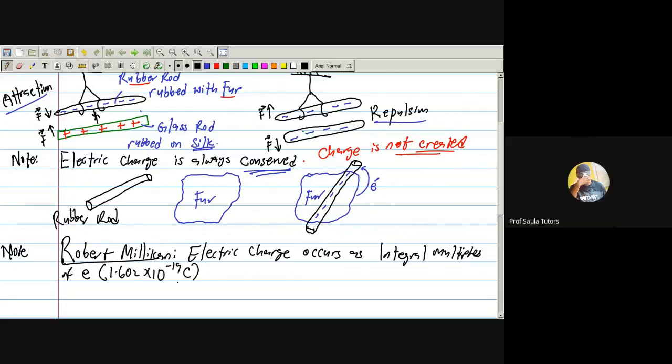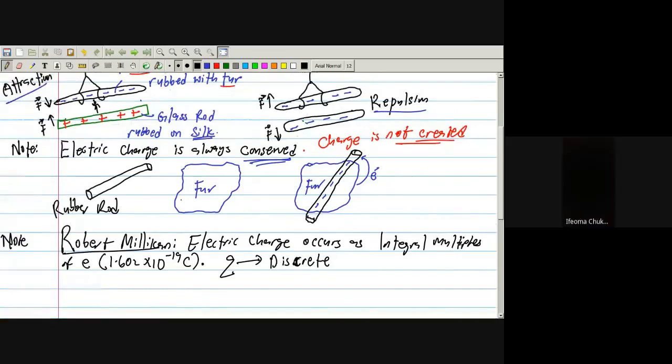Let me tell you this thing. What's the meaning of this statement? It means that electric charge exists as a discrete packet. Electric charge Q exists as a discrete packet. But why not the word discrete in statistics? What does it mean? Discrete means that it's always a whole number and not a decimal. That's what it means.